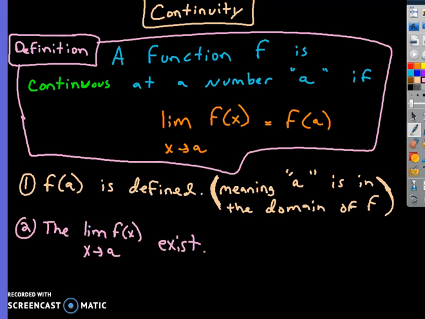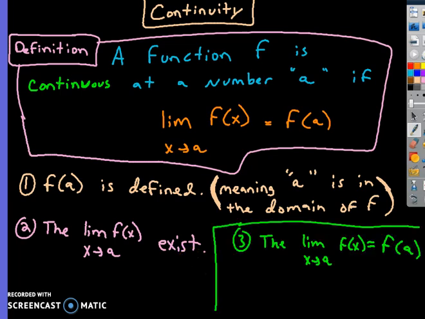Two, the limit of f of x as x approaches a actually exists, meaning the left-hand limit and the right-hand limit actually merge towards the same number. So the limit actually does exist. And three, the limit of f of x as x approaches a is equal to f of a.